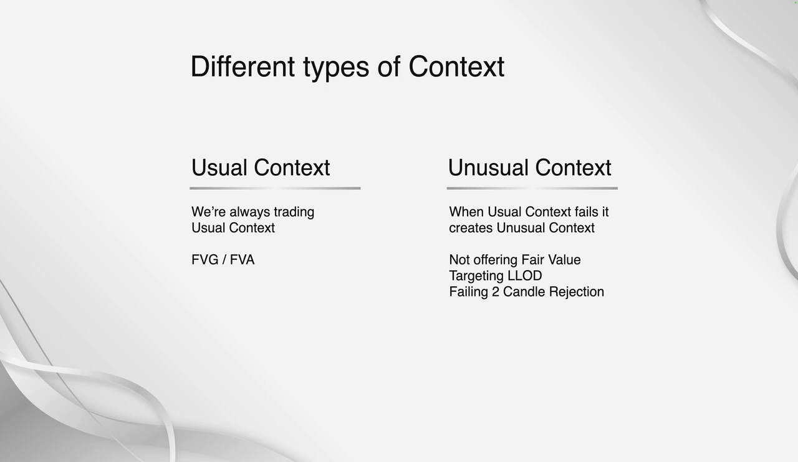Then next to usual context, of course, we have the opposite version, the other extreme, which is unusual context. When usual context fails, it creates unusual context. Unusual context is when we are not offering fair value, for example, when we are targeting that fair value area low or targeting the last line of defense, failing 2 candle rejection, all things that lead to unusual context. Now, what does this look like?